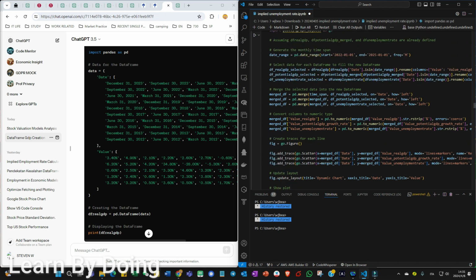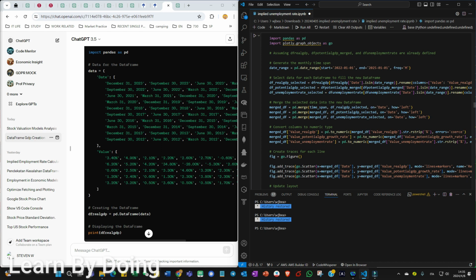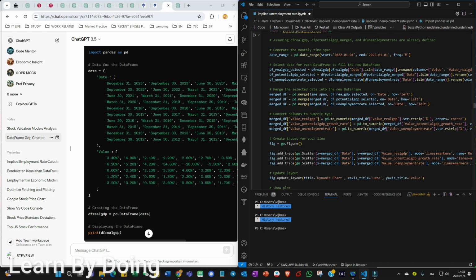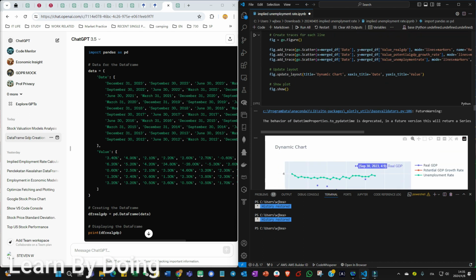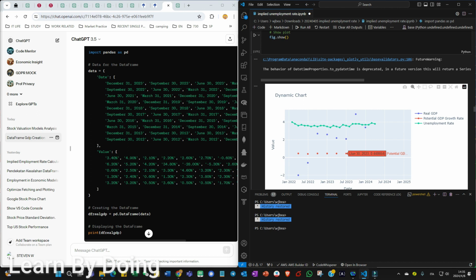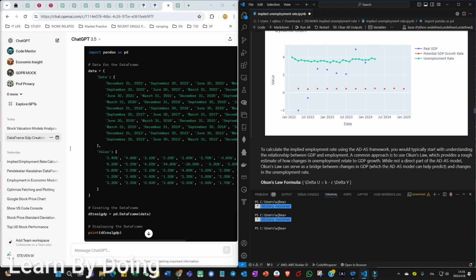Like I said, whenever you ask GPT to improve your code, sometimes it will base on your old code, change something and give you everything. So when you run it, always pay attention. Did it change your data frame structure and so on? Okay. So at this point, what I focus on is to see this dynamic chart. I think now we're okay, we see it. Okay, so we have the potential GDP here, the real GDP here, unemployment rate here. Okay, all the data is here.